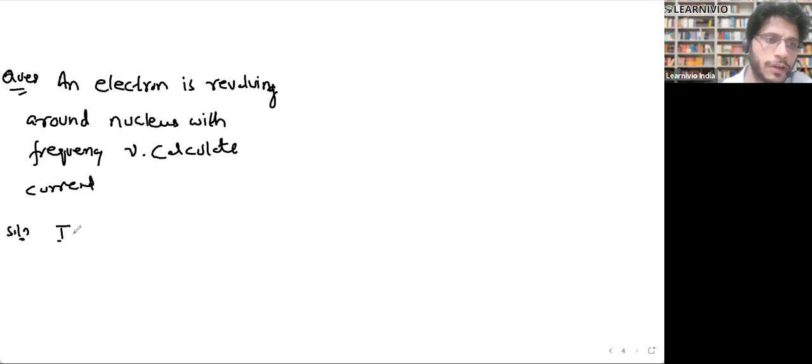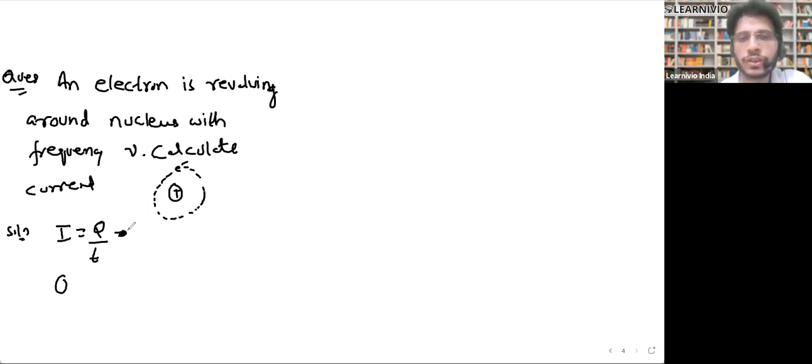See, current we can write in this way. Current is charge divided by time. So this is the question, this is the nucleus. Around this nucleus, this electron is revolving. Current is just charge divided by time. The charge of an electron is minus e. We just need time, where T is the time taken to complete one revolution.